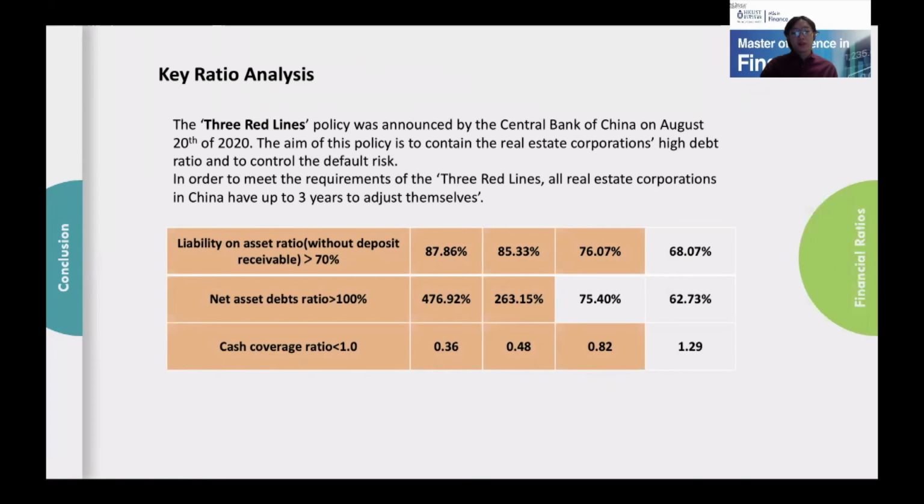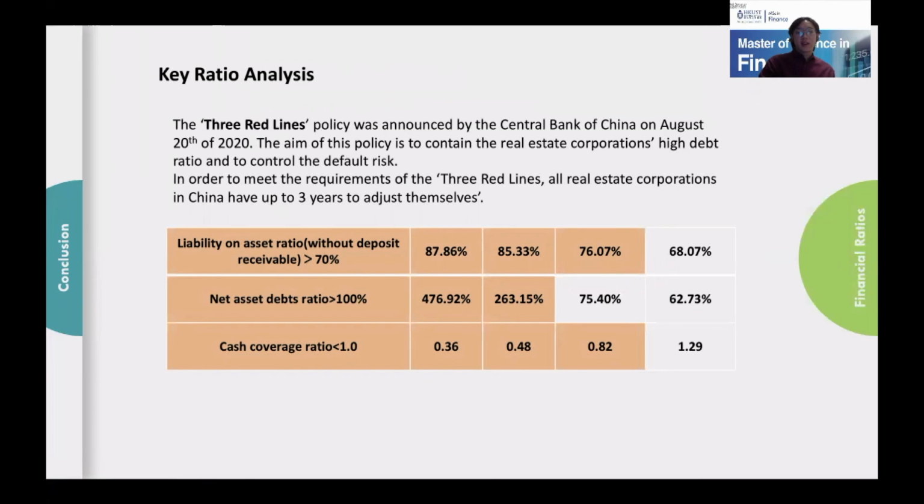In 2017, we can see Sankun Group did very badly on these three red lines. But because of its good debt management capacity, in 2020, Sankun Group did not cross any of these three red lines. So Sankun Group has a very good solvency capacity.